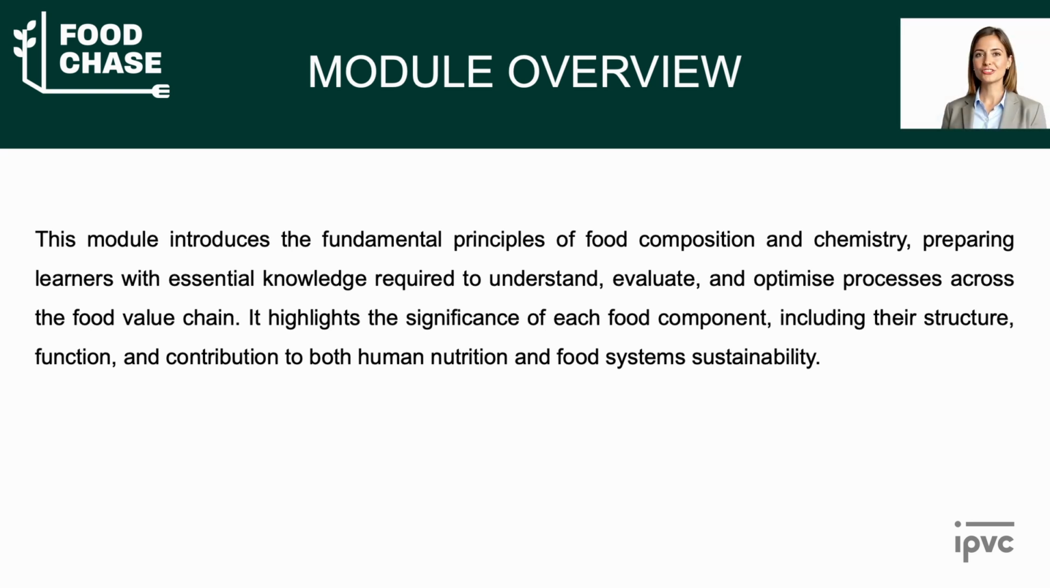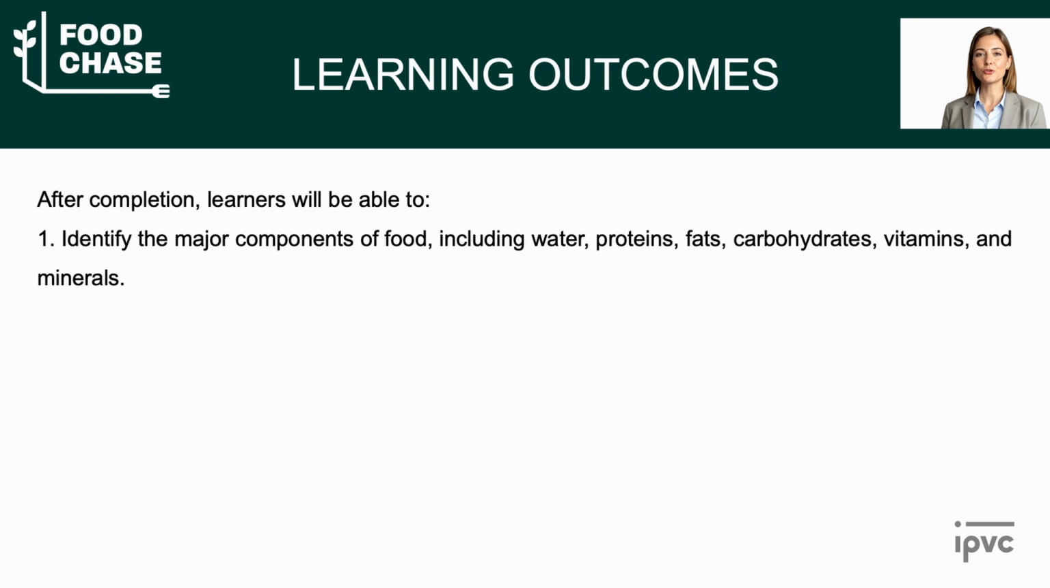This module introduces the fundamental principles of food composition and chemistry. Understanding these concepts will prepare you to evaluate and optimize processes throughout the food value chain, from production to consumption. We'll examine the significance of each food component, including its structure, function, and contribution, not only to human nutrition, but also to the sustainability of our food systems. After completion, learners will be able to identify the major components of food, including water, proteins, fats, carbohydrates, vitamins, and minerals.